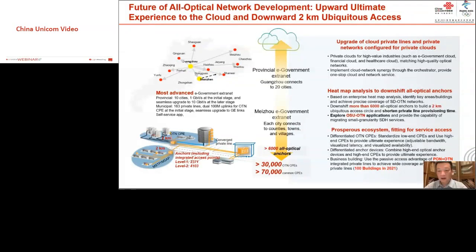Third, establish a prosperous ecosystem, especially for commercial buildings. We can use PON plus OTN convergence and the passive access and wide coverage advantages of PON to make OTN private lines ubiquitous and serve more and more small and medium-sized enterprises. This year, it is planned to cover 100 buildings in this kind of innovation pilot.